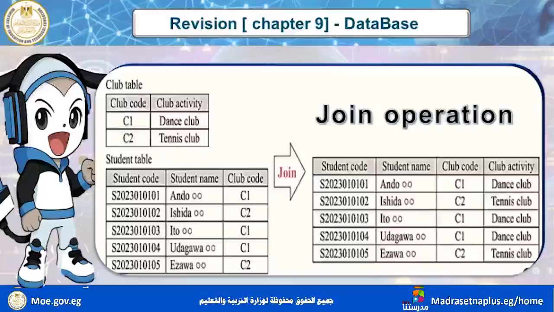Here on the right, the result of joining the two tables: student code, student name, club code, and club activity. So what if we like to join only the other two tables, club table and student table? We include here student code, student name, club code, and club activity.